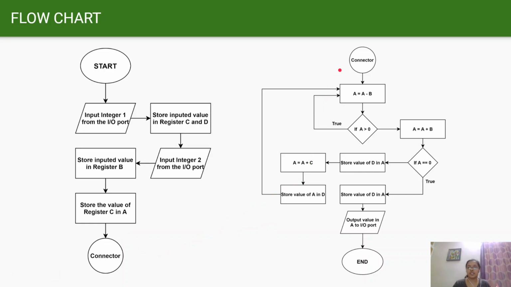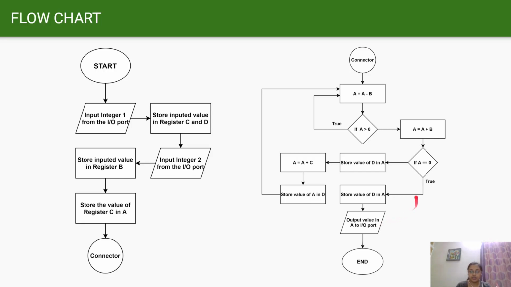Over here what we're doing is subtracting B from A, and if A is greater than 0, we repeat this again and again till A becomes less than 0. Once A is less than 0, we add B to A once. So after computing all these, we're essentially getting A modulus B. Then we check if A modulus B is equal to 0. If it is, we output the original value of A, which is stored in D, as the LCM of A comma B, because if A modulus B is equal to 0, then A is a multiple of B.